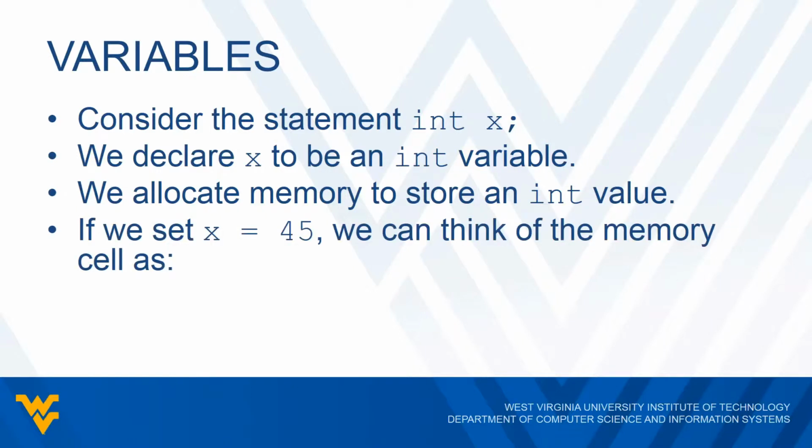So let's say, for example, we set x to be 45. Then we can think of our memory cell as storing the value 45, and the address associated with it is going to be x. Remember, x is just the name, but it represents the address of where it is in our memory. So if we ever need to use that value, we can just put in the variable x in our code and it will correspond to the value of 45.